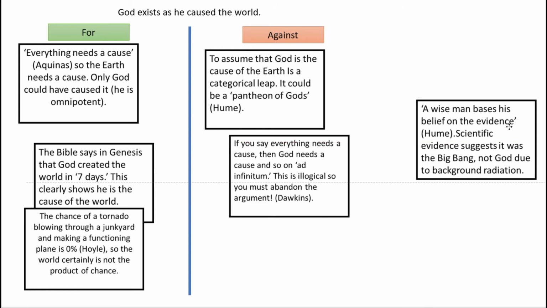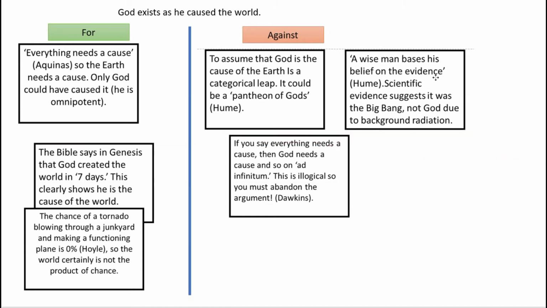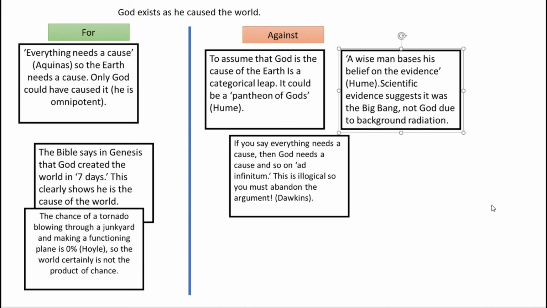Next, the chance of a tornado blowing through a junkyard and making a functioning plane is 0%. So the world couldn't be the product of chance, so it must be the work of God. And then I've got here, a wise man bases his belief on the evidence. Scientific evidence suggests it was the Big Bang, not God, due to background radiation, so that means that God did not cause the world. I would then look at my timer, I would muddle up my cards, and I would repeat the activity a couple of times. I'd then store them, move them to the side, keep a record of the time that I got, and come back and do the activity again in a couple of days.